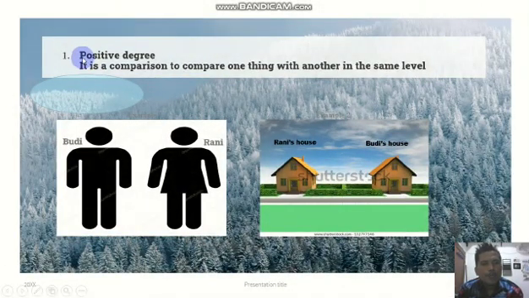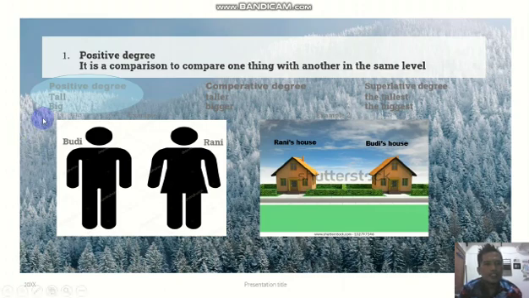Okay, the first one is positive degree. It is a comparison to compare one thing with another at the same level. So it must be at the same level. It can be the same height, it can be the same size. Okay, so let's focus on this positive degree.